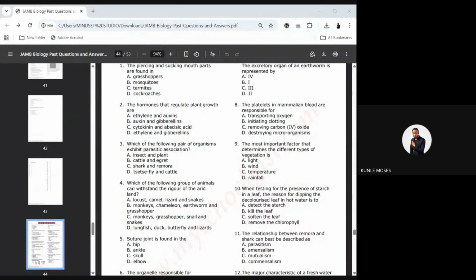Which of the following: shark and remora, what type of association is that? So that I can be sure. Commensalism. Cattle and egret. It's also commensalism. Why? Because the egret is benefiting from the cattle, but the cattle is unharmed.